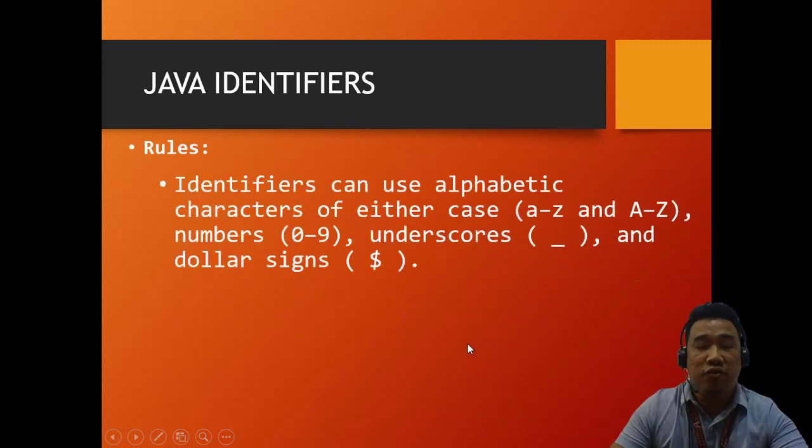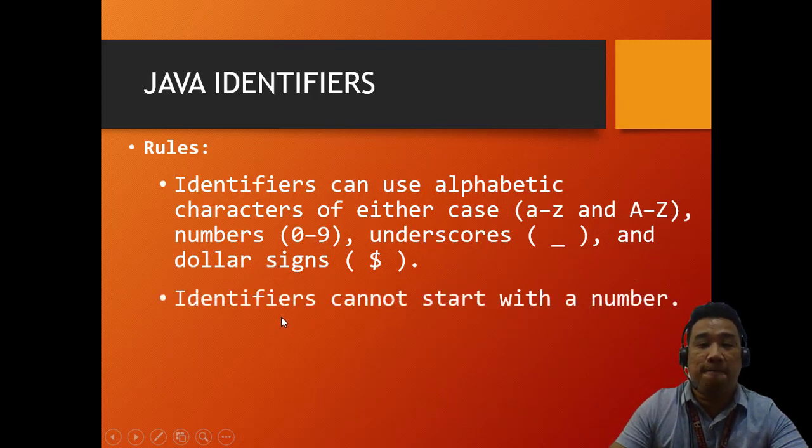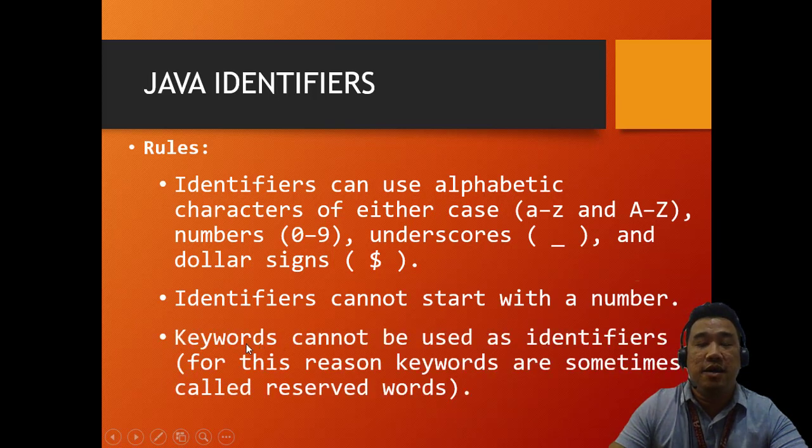Now, what are the rules? Identifiers can use alphabetic characters of either case, small letters a to z and capital letters A to Z. Also numbers 0 to 9, underscore, and a dollar sign. Identifiers cannot start with a number. Keywords cannot be used as identifiers. For this reason, keywords are sometimes called reserved words.